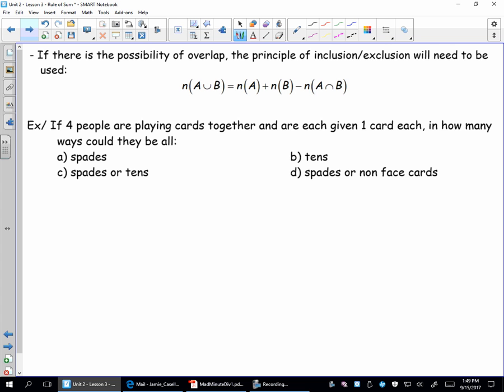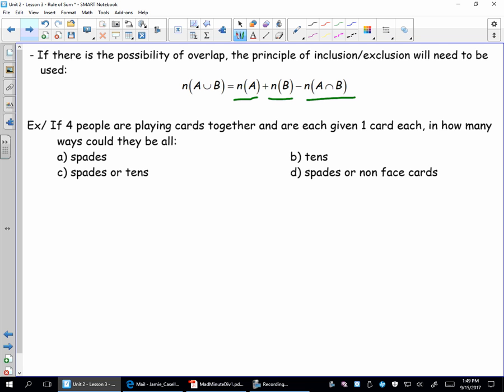All right. If there's a possibility of overlap, the idea that we talked about last unit, Venn diagrams, we have to go back to the idea of taking care of that overlap. I have to figure out the number of ways the first thing can happen and the second thing can happen and subtract any overlap. I don't want to count things twice.